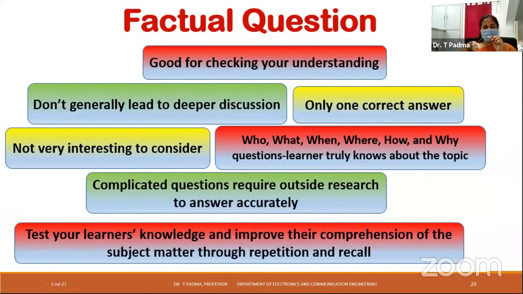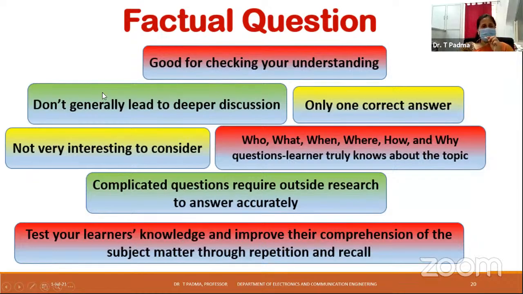So let us switch over to the complex questions. Here, in these complex questions, there is a factual question. A factual question is a question which has only one correct answer, and it is very good for checking the understanding level of the student.